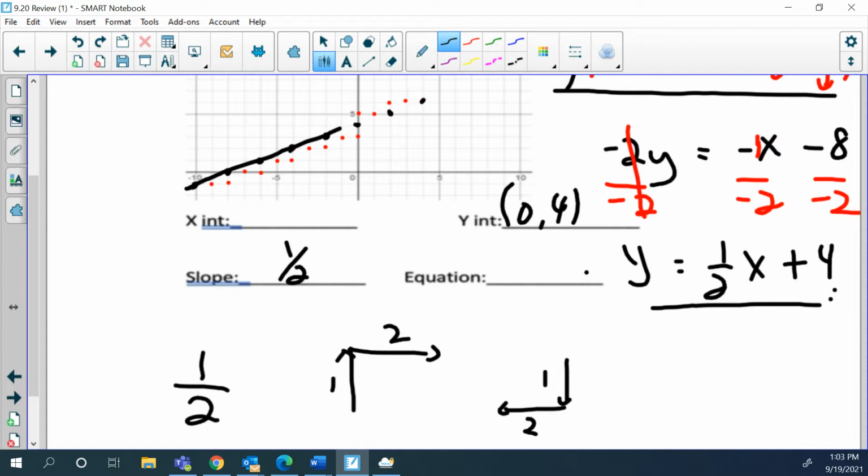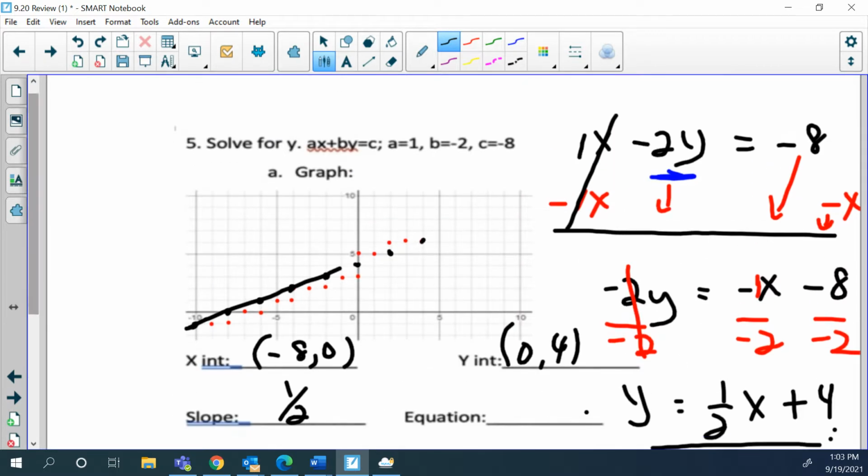the x axis at -8. And so my x-intercept is going to be -8, comma 0. All right, good. So that was number 5.